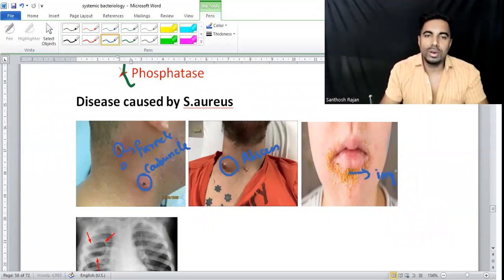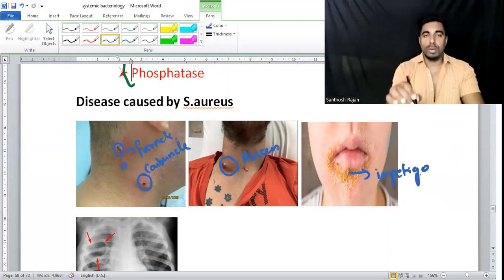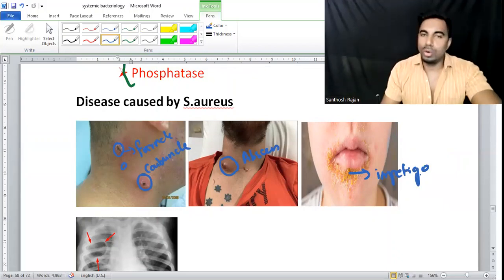And this is impetigo. If you remember, impetigo contagiosa, again Staphylococcus aureus is most common, followed by Streptococcus. Streptococcus also causes impetigo contagiosa. So both are important, both Staphylococcus and Streptococcus cause impetigo, you have to remember that.